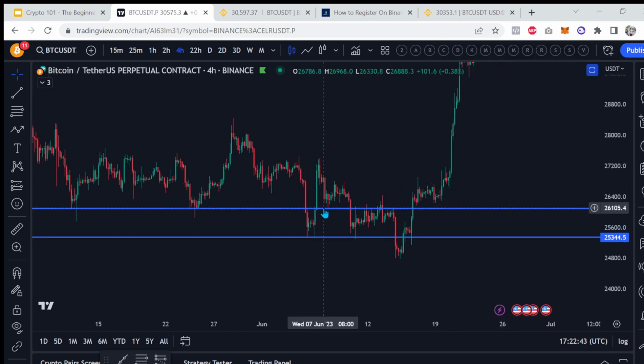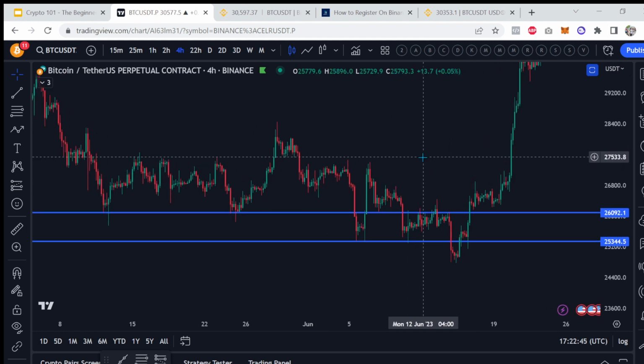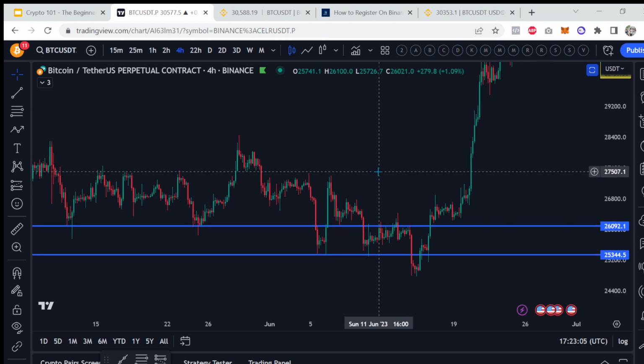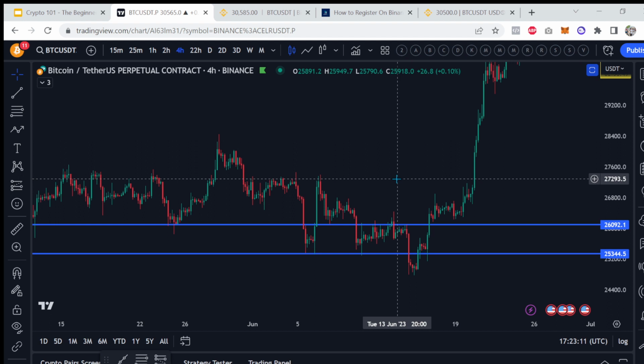So if you were trading Bitcoin on spot, you need to buy at support and then sell at resistance, or you buy at the area we call demand. That means there's a lot of demand for that coin, the buyers want to buy in that region, and then you sell at supply. So you get it. Basically, this is the concept of support and resistance.